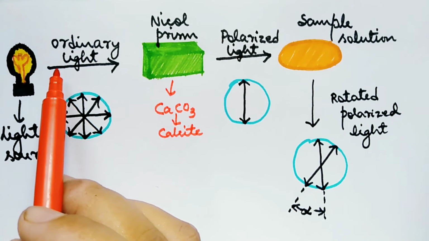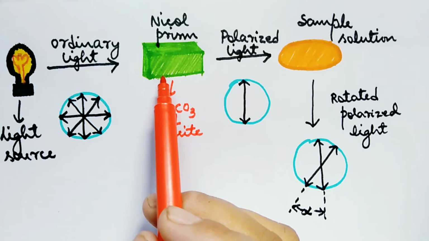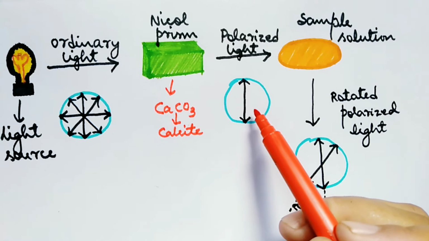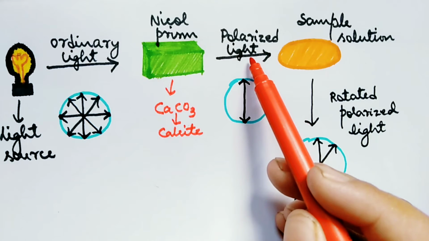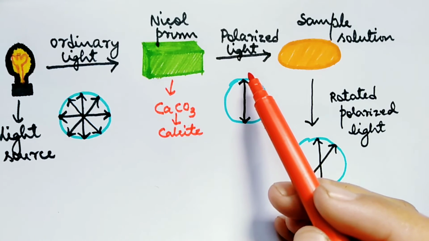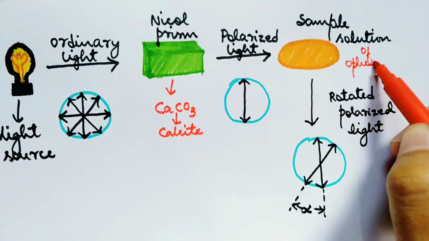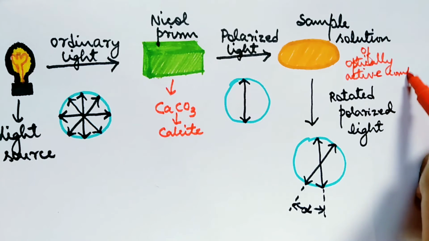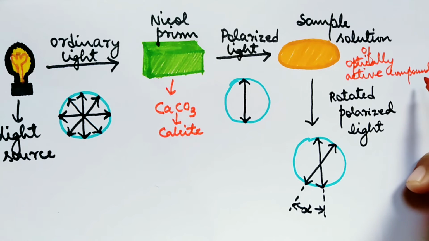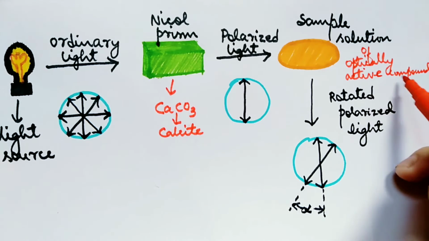What you do, you allow the ordinary light to pass through a nickel prism. Once it has passed through a nickel prism, you will find that the light vibrates in only one plane. So that light is known as polarized light. And here you have a sample solution of optically active compound. Those compounds which have the ability to rotate the plane of polarized light are known as optically active compounds.